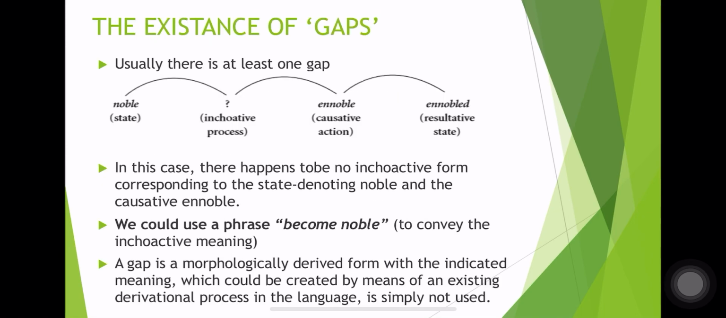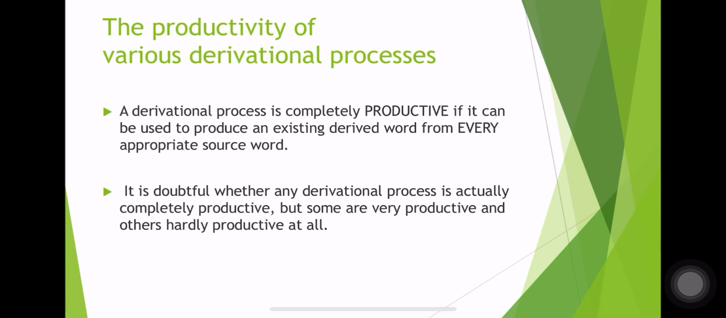And next, the existence of gaps. Usually there is at least one gap. For example, the word noble. In this case, there happens to be no inchoative form corresponding to the state denoting noble and the causative ennoble. We could use a phrase, become noble, to convey the inchoative meaning. Now, a gap is a morphologically derived form with the indicated meaning, which could be created by means of an existing derivational process in the language, but is simply not used.